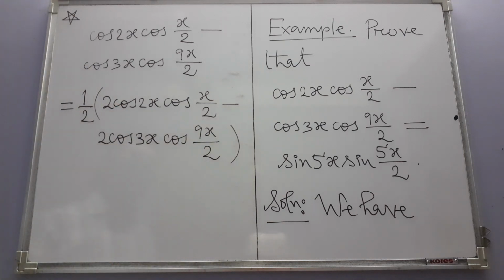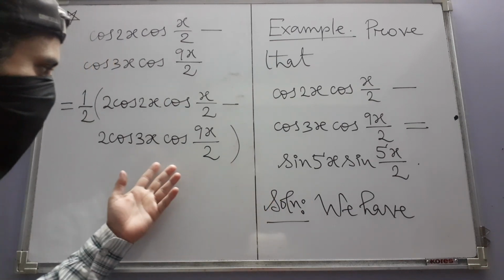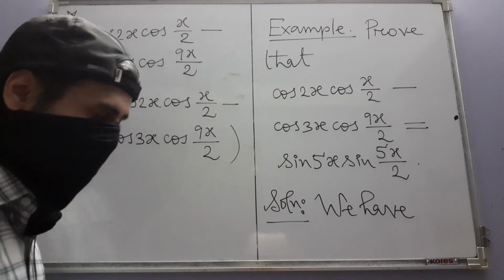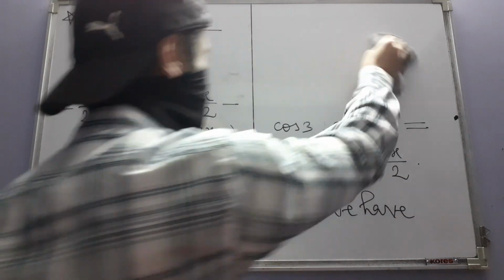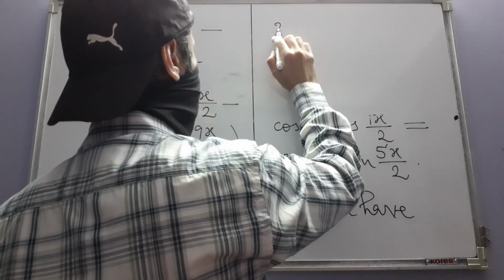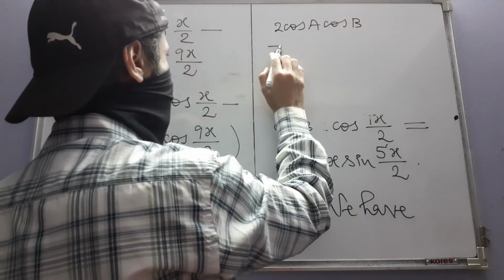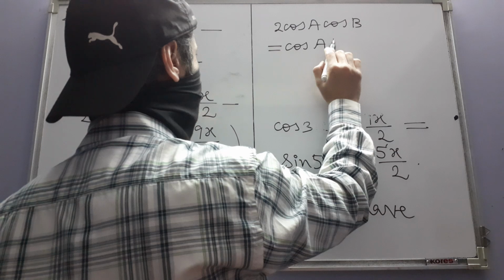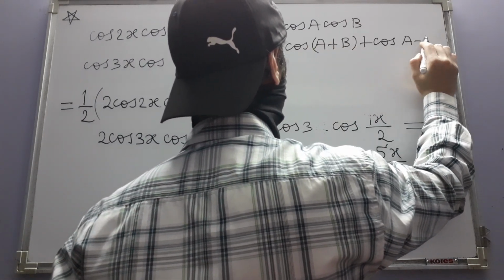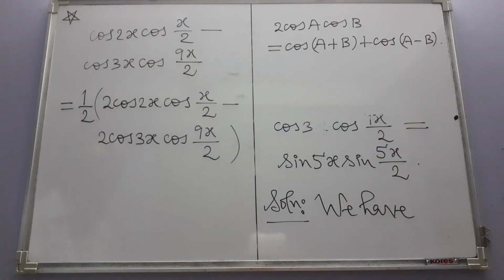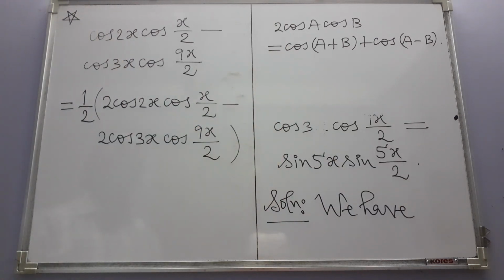But why did we do this? This is because we can now use the 2 cos A cos B formula for both of them. 2 cos A cos B is cos A plus B plus cos A minus B. You can see why. If you expand these things, you are going to get 2 cos A cos B.